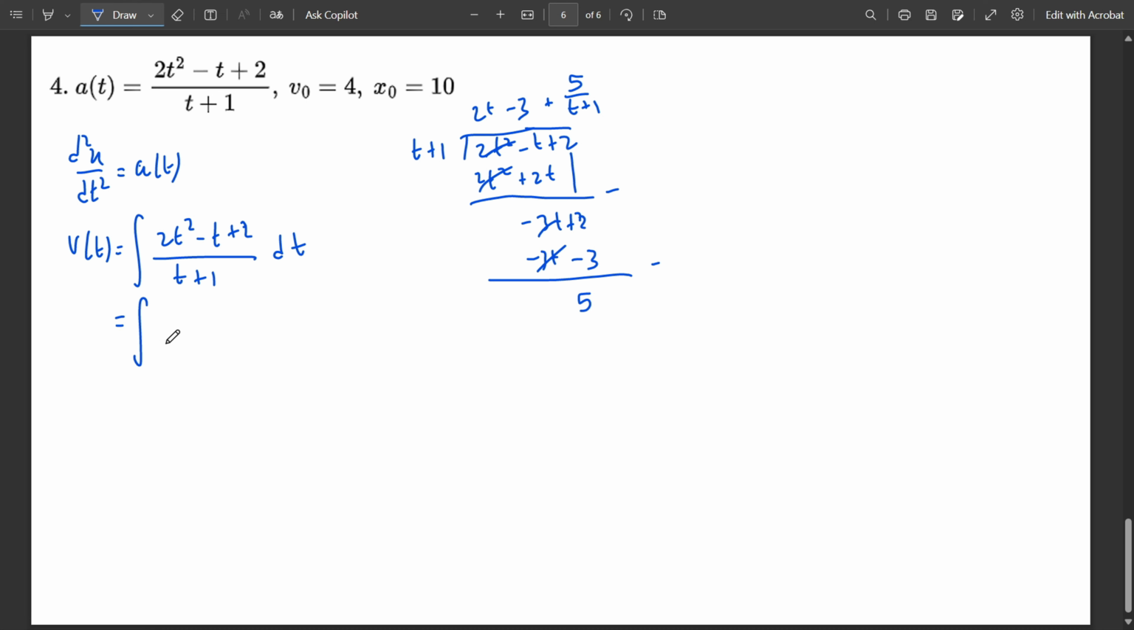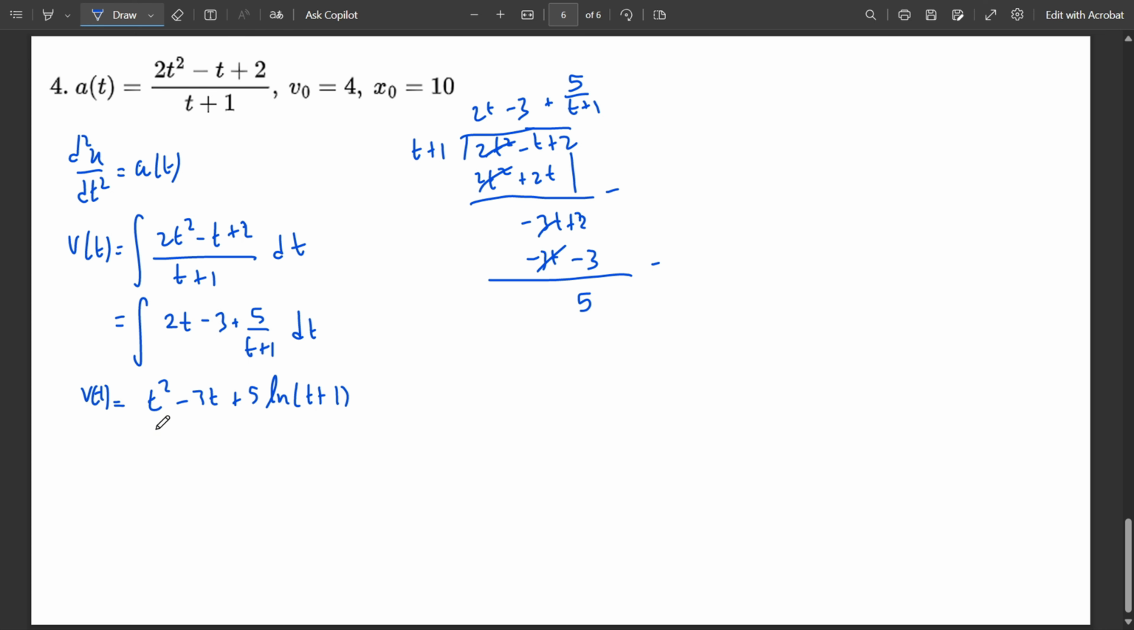So the integral becomes 2t minus 3 plus 5 over t plus 1 dt. We integrate this. This becomes t squared minus 3t plus 5 ln of t plus 1. Then this is our v of t.